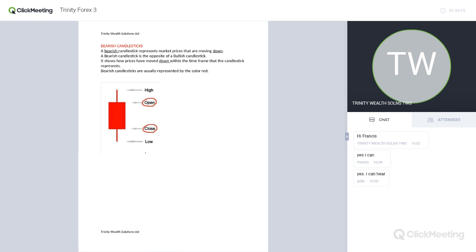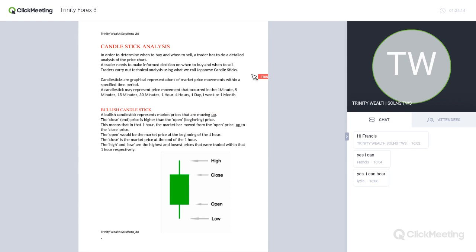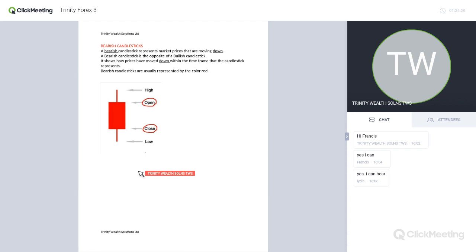So that's it about candlesticks. We'll use them a lot, but I'm sure you've gotten it. You can always ask any question. That is the bullish candlestick, it's green in my case. Then the bearish candlestick, which is red.